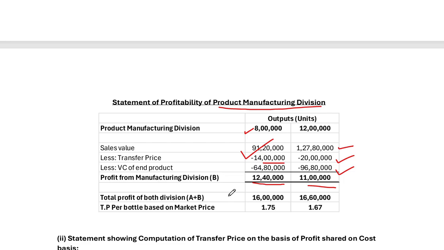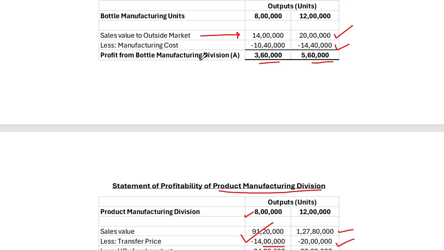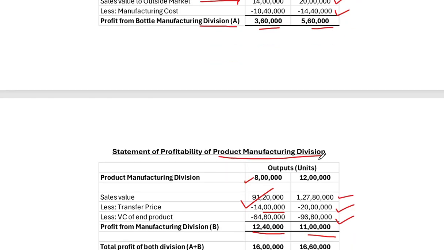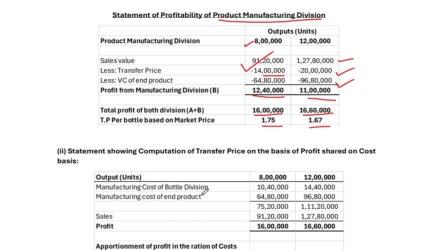Now we will calculate the overall profit for both divisions, division A and division B. So the total profit will be 16 lakhs and 16 lakh 60,000. And the transfer price per bottle based on the market prices is 1.75 and 1.67 per bottle.